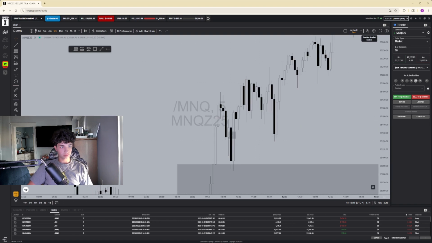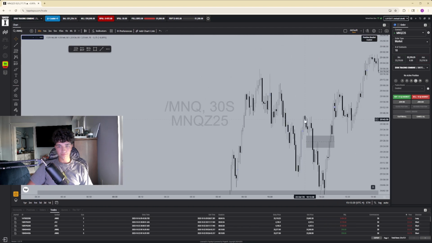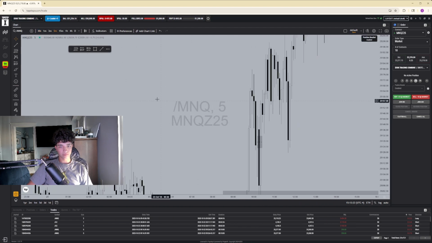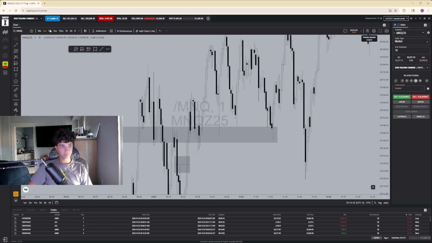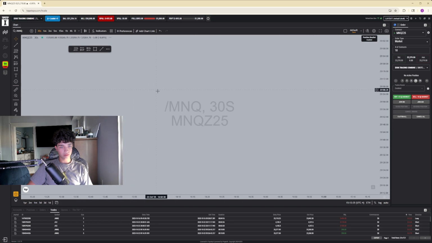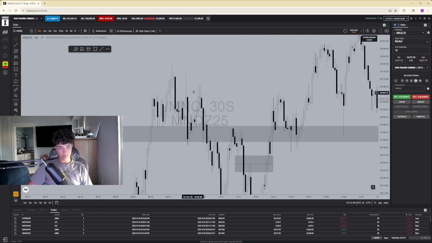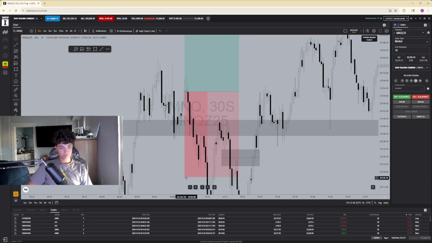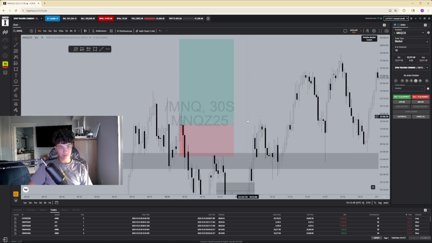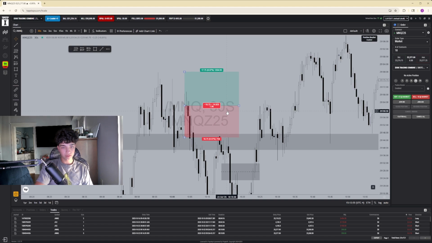Alrighty, so as you guys can see, well, you guys can't see the loss yet. So we had this 5-minute gap here. Very bullish, by the way. We retested it, and we ended up inversing this 30-second gap. So I enter long on this inverse. Stops at the most recent swing low. Take profits right here, and as you guys see, I got destroyed.